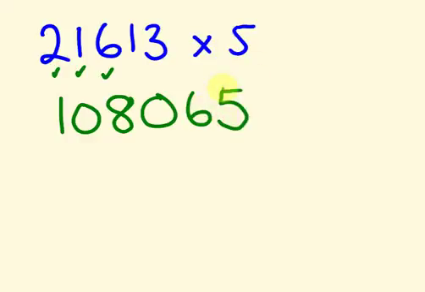How did you go with that? Did you get that answer? Did you get 108,065? Hopefully, you'll be able to start seeing how to do this. It's all a matter of working out the pre-carry. Is it easy? At the start, no, this does require practice. And what I'd recommend is you start with smaller numbers to start off with.